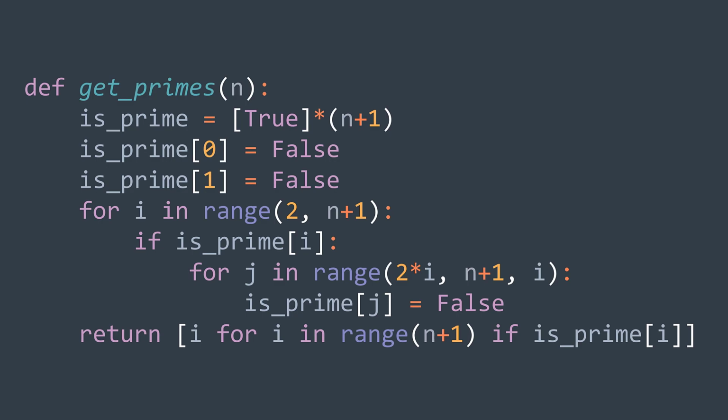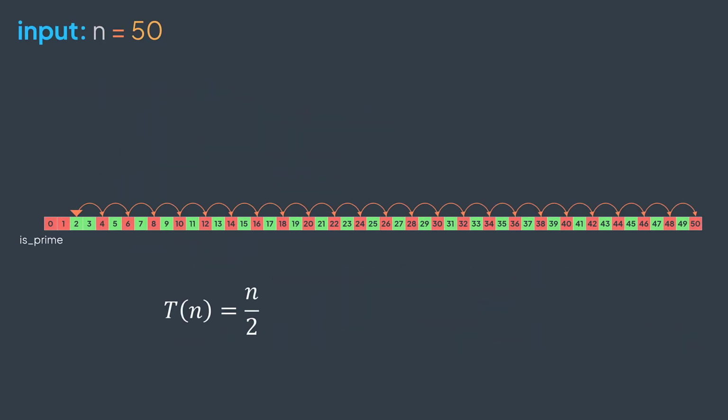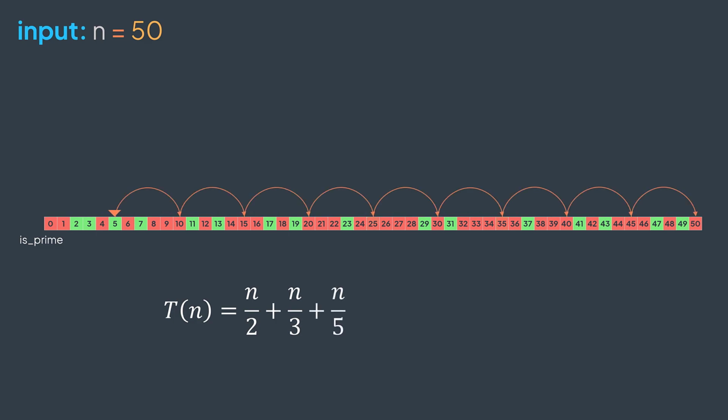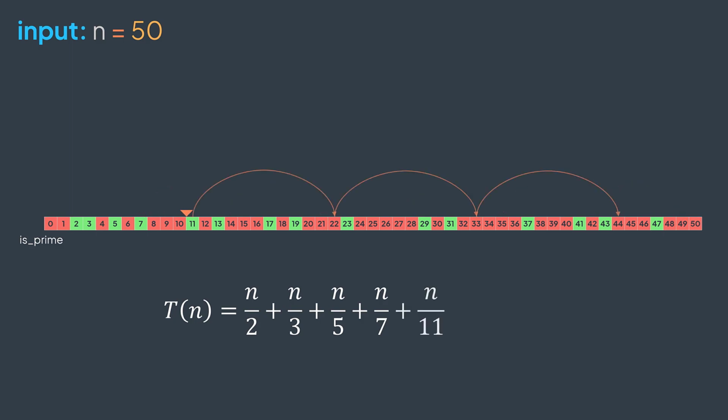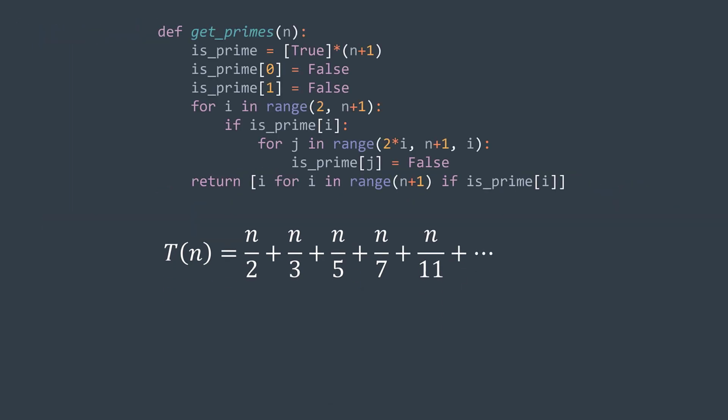What about the time complexity? We start with 2 and we traverse its multiples up to n. The cost is n divided by 2 because we have n divided by 2 multiples. Then we move to 3, we traverse its multiples up to n. The cost is n divided by 3, because we keep jumping by 3. Then we have 5, traversing its multiples costs n divided by 5. Then 7, traversing its multiples costs n divided by 7. Then 11, traversing its multiples costs n divided by 11. And it continues like that.